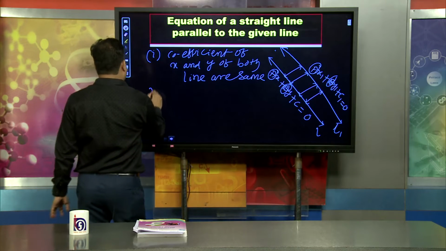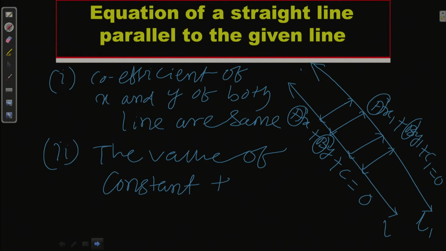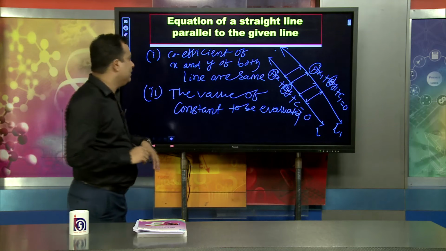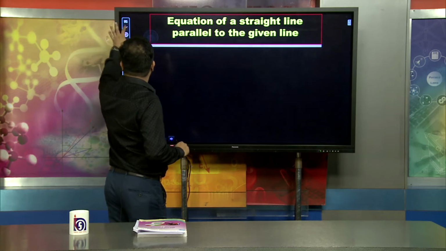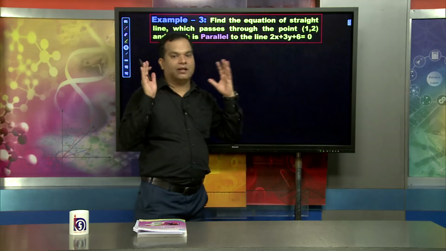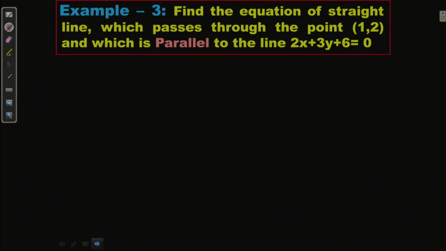Second condition is the value of constant, that means the constant has to be evaluated. मतलब we have to find out, you have to evaluate it, and it is different. How is it different? We will take an example, and we will be able to find out how we can find out two lines are parallel.